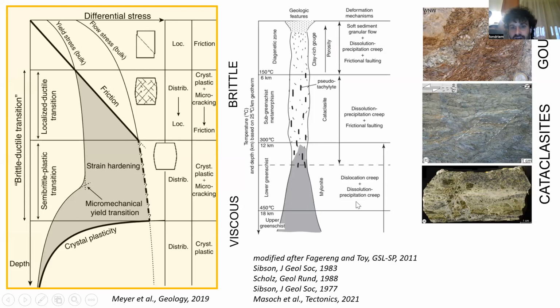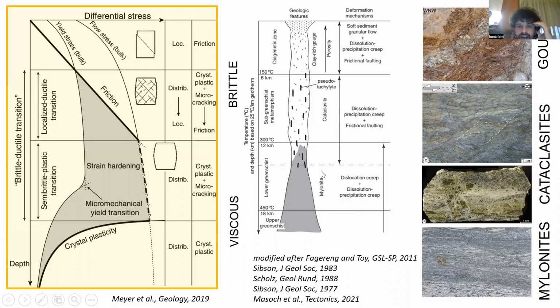And then if you go down into this regime where crystal plastic deformation is dominating, you have what we call mylonites, which are rocks where the deformation is completely viscous. So most of the components, most of the minerals composing these rocks, are deforming by crystal plasticity and not by brittle faulting, brittle fracturing.